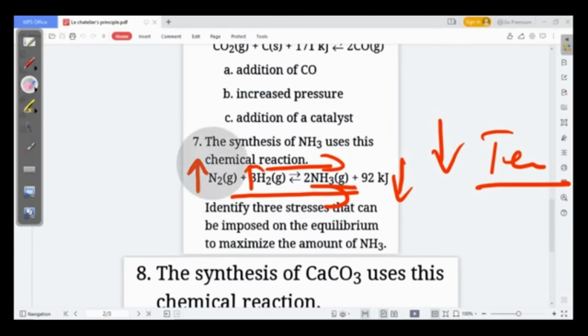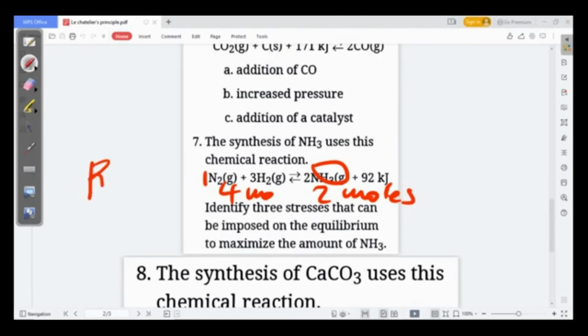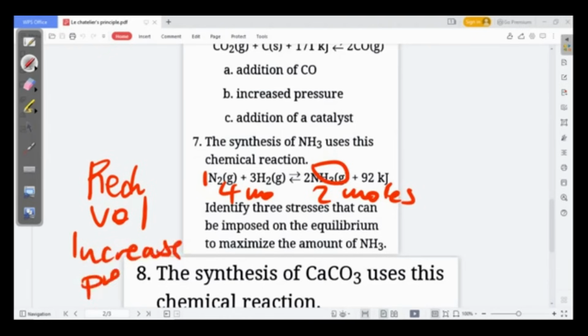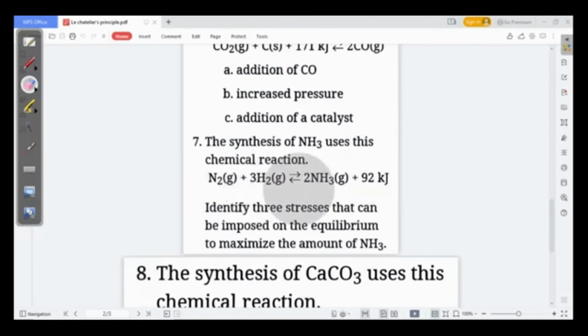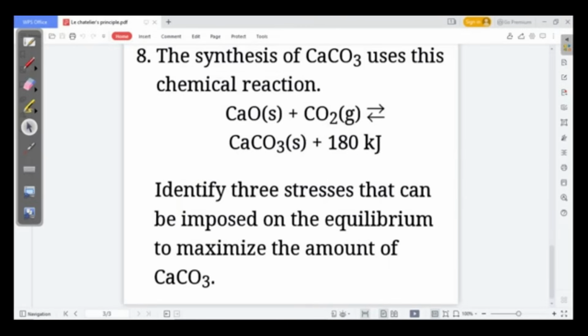Think of pressure. In this case, the number of moles are different. On this side we have 4 moles, and then we have 2 moles. Where we want the production of this, we need less volume. What can we do? We'll reduce the volume, or we can say increase the pressure, because if we increase the pressure, there's going to be less volume, which is going to favor the side with fewer moles, which is the ammonia itself. Those are some of the stresses that you can apply to that equilibrium to maximize the amount of ammonia being produced.